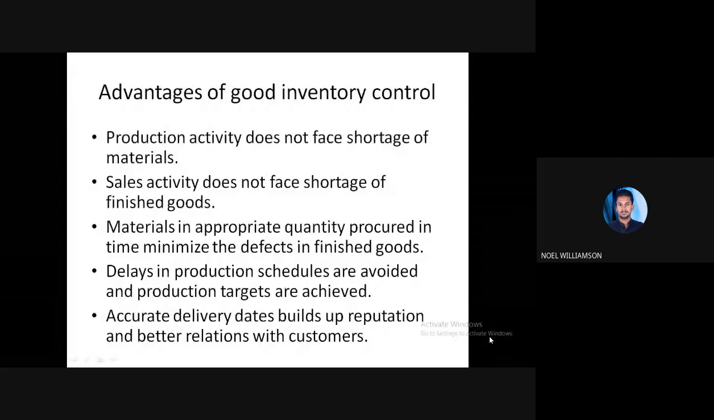So in order to have a good or better relation, or keep a reputation for a company, we should stick to the delivery date. We should be able to deliver the product on the correct date itself. Through this good inventory control, we will be able to have accurate delivery dates. So that will give a better relation with the customers.